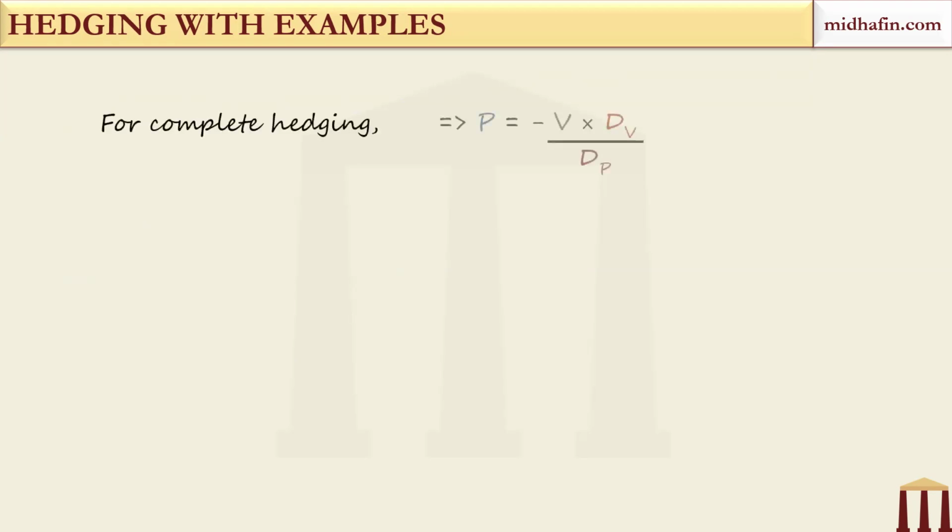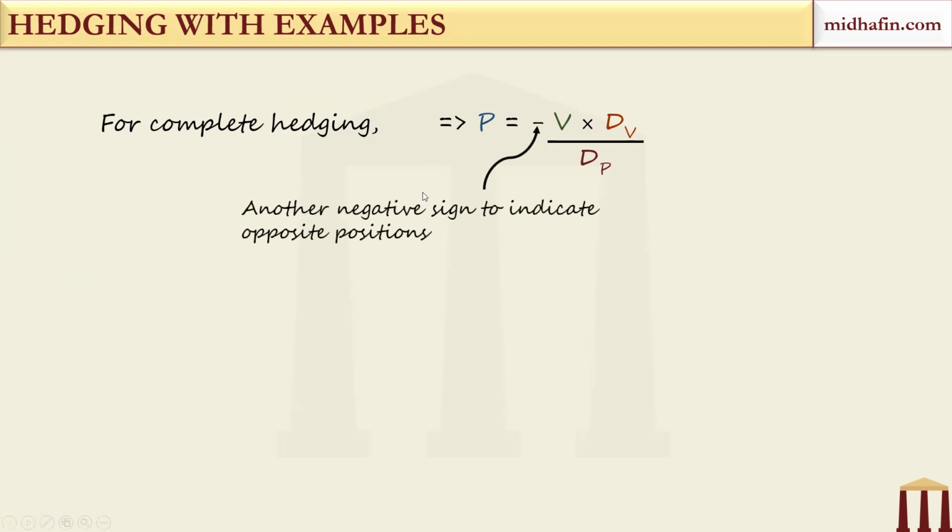So for complete hedging, if it is only duration based hedging, this will be the relationship. Position is equal to minus V times dV by dP. This will be my position, and the negative sign indicates the opposite position. So whatever your existing position is, it will be the opposite of that.